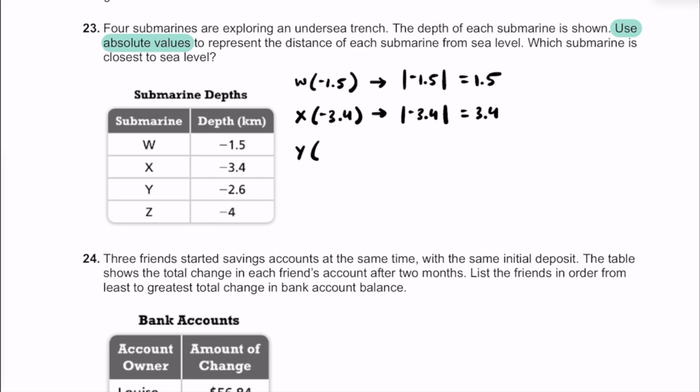Then for submarine Y, that's going to be at negative 2.6. So how far is that from sea level? Well, the absolute value of negative 2.6 is going to be 2.6.